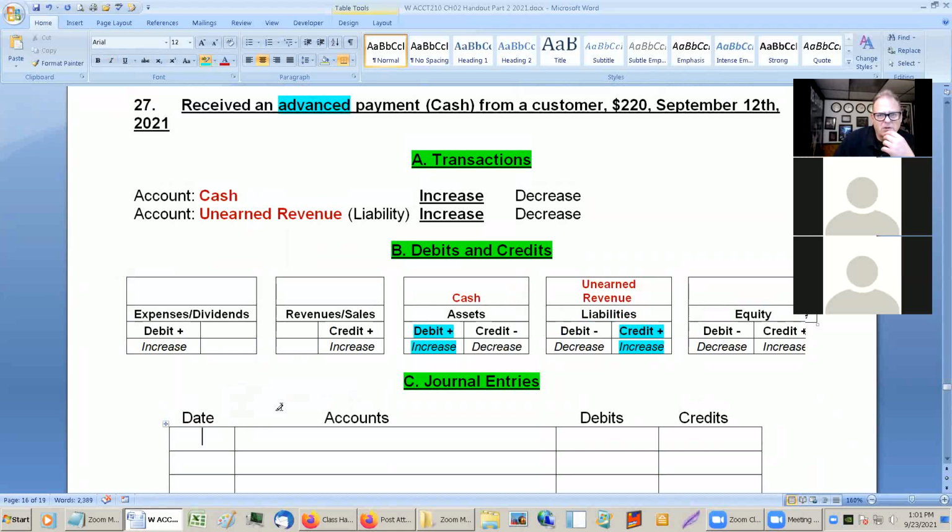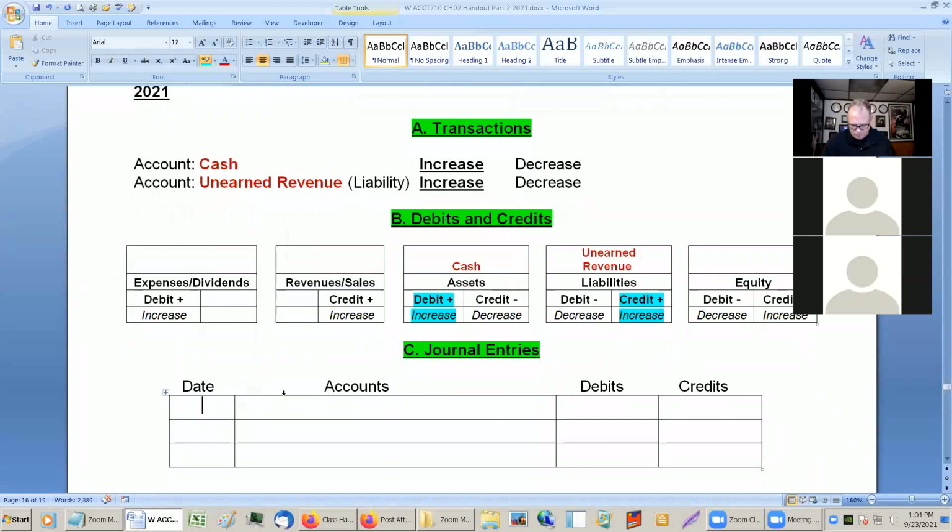Okay, so September 12th, so 9/12. Okay, so cash. I'm going to put this in here as an asset. Going up.